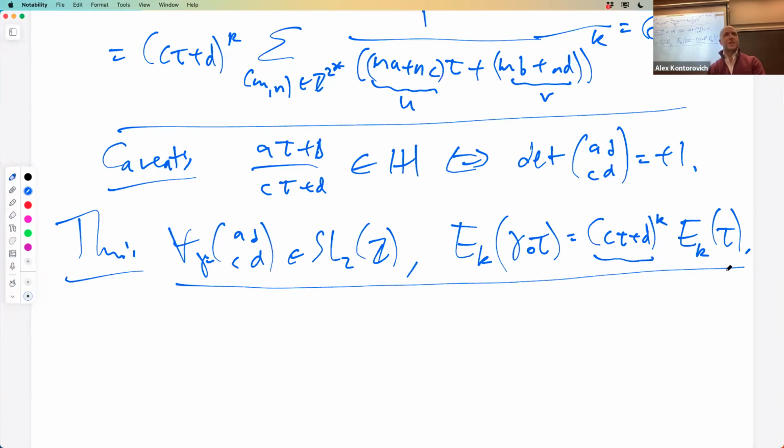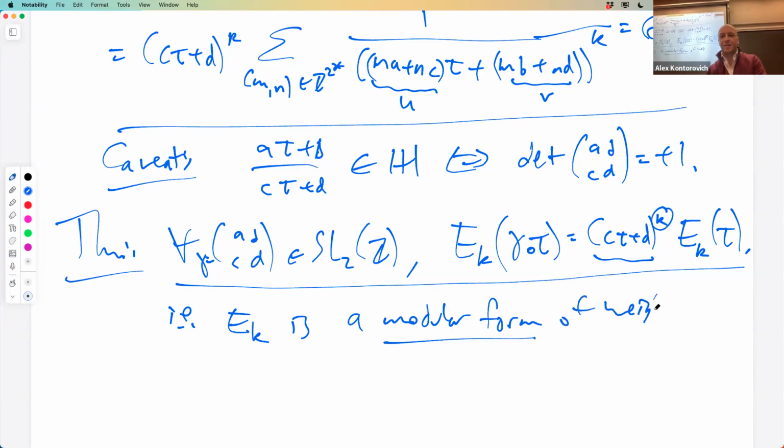We've seen automorphic functions already or not? I can't remember. Have we seen functions that don't change at all, that are just invariant under some group action? Have we had the word automorphic? They change into themselves. So for this function, it's not true that ek of gamma tau is equal to ek of tau. But the way that it's modified is by this factor c tau plus d. So ek is a modular form, and this parameter is called the weight k.